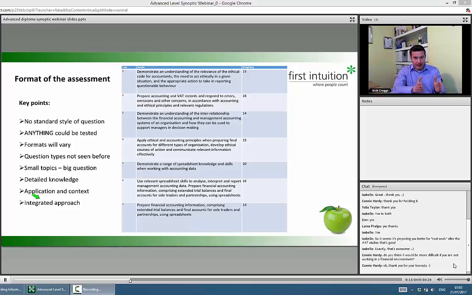Again, this comes back to the integrated approach. So you're not going to get an advanced bookkeeping question, followed by a management accounting question, followed by an indirect tax question. You're going to get a question that's going to have 3 different things.